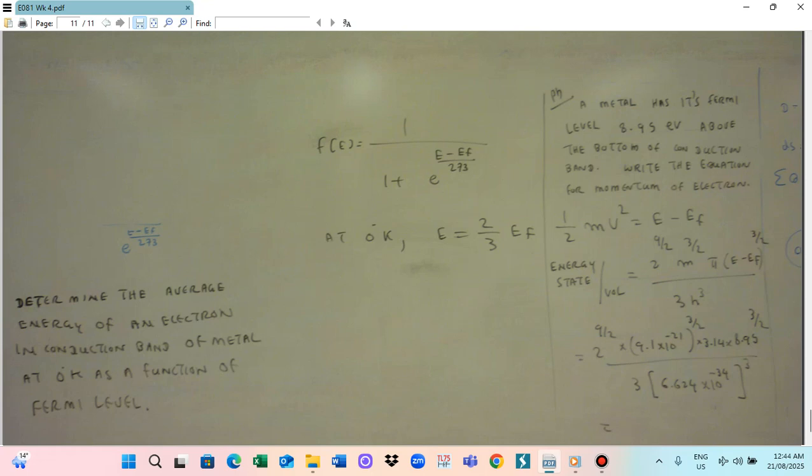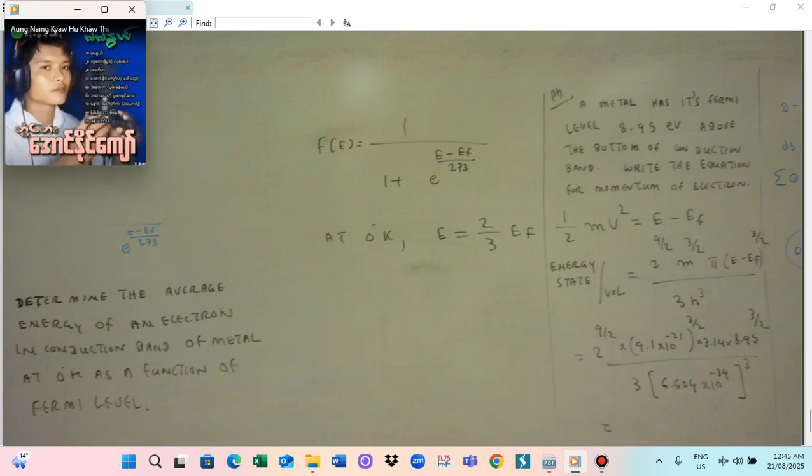And then in another problem, the electron energy states per volume can be calculated by the equation 2 power 9 by 2, m power 3 by 2, pi, multiplied by (E minus EF) power 3 by 2, divided by 3h power 3. So that means the electron possesses energy by volume, given by this equation. So tonight's topic is how much energy is stored by the electron to move and flow into the semiconductor. Last week we talked about the energy transfer.